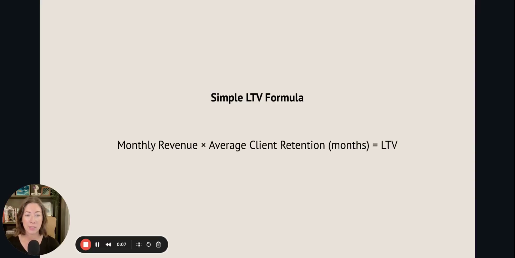Okay, so here is the simple LTV formula I wanted to walk you through today. It is honestly really easy, and this is the base where we're just looking at monthly revenue. Maybe in a phase 2.0 video, I'll walk you through how to actually include referrals into this formula, but we're keeping it simple for right now. So all you need to do is take your monthly revenue times your average client retention. So how long they stay, that is your LTV. Okay, that's it. It's that simple.